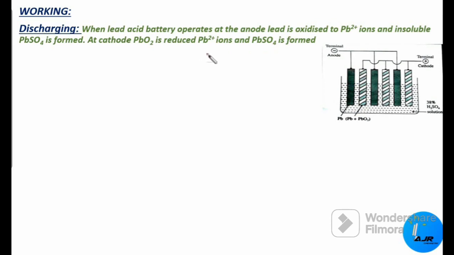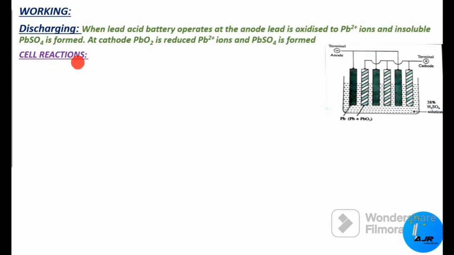So let us see how the reaction takes place. Now we are moving into the cell reaction. First we will see the discharging part. During discharging, first the electrolysis of sulfuric acid takes place. The sulfuric acid undergoes decomposition to form H+ ions and sulfate ions. This is more important. How many H+ ions do we get? 4 H+ ions and 2 sulfate ions. This is the first step: sulfuric acid undergoes decomposition to form 4H+ and 2 SO4 2-.